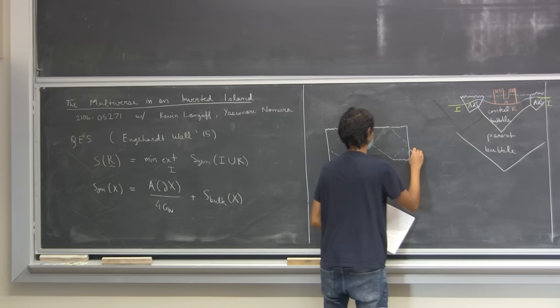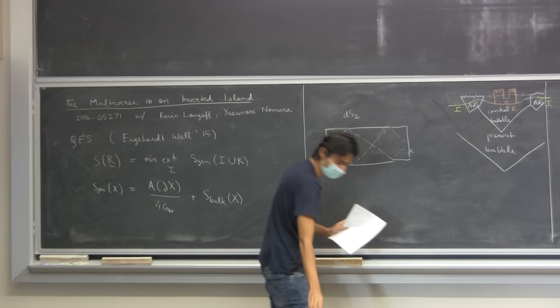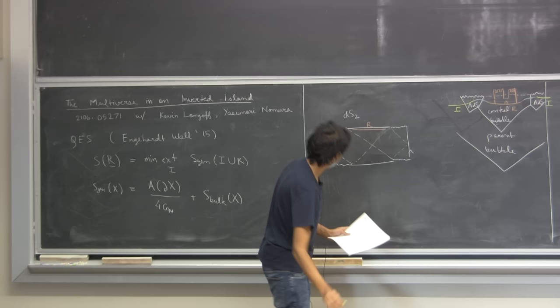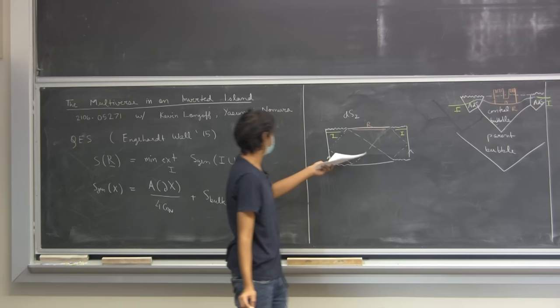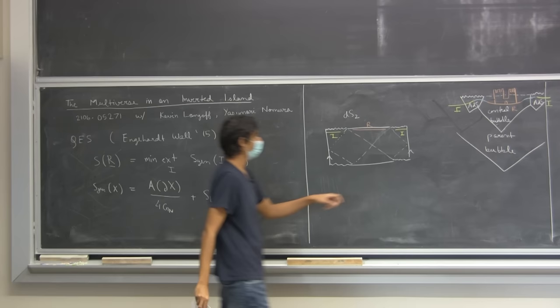Then in this case, this is the expanding patch, and in the expanding patch, you can consider a region R. And for this region R, you have an island that lives here in the crunching patch. So this looks somewhat similar to that geometry, but this is a 2D JT gravity construction with conformal matter fields, and we wanted to extend this construction into higher dimensions. So I will mostly be talking about four-dimensional setups here.